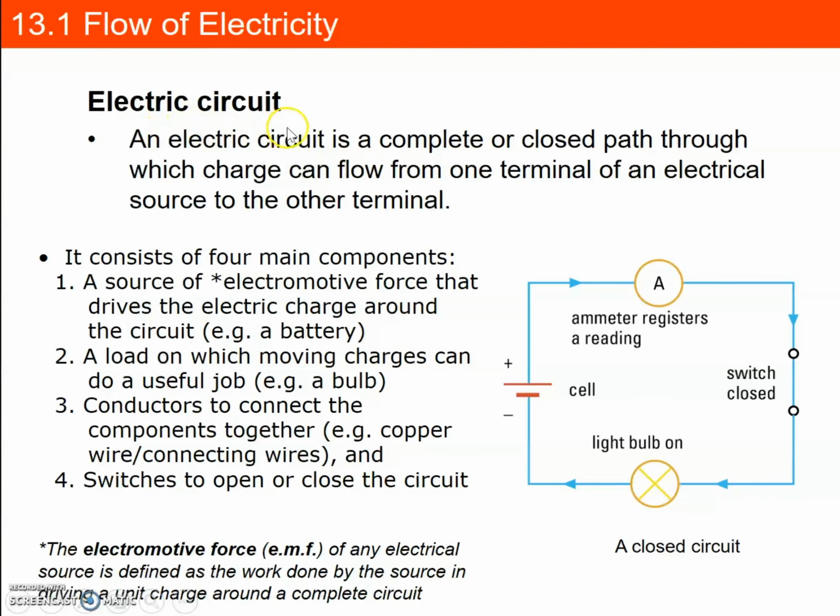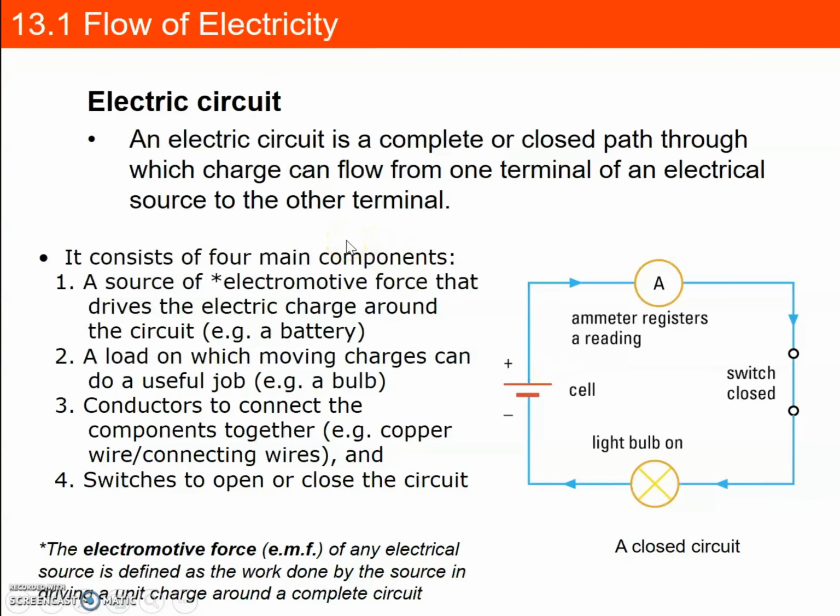Okay, we've been talking about electric circuit. An electric circuit is actually a complete or closed path through which the charge can flow from one terminal of an electrical source, for example your cell or your battery, to the other terminal. Okay, so this closed path or complete path that the charge can flow from one terminal to another terminal is called an electric circuit.